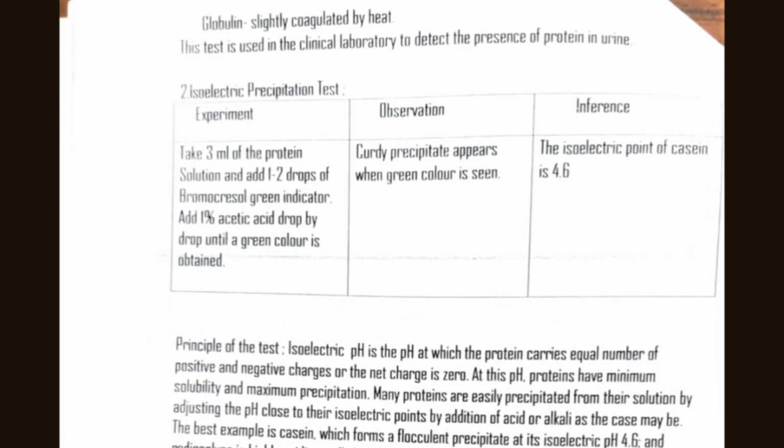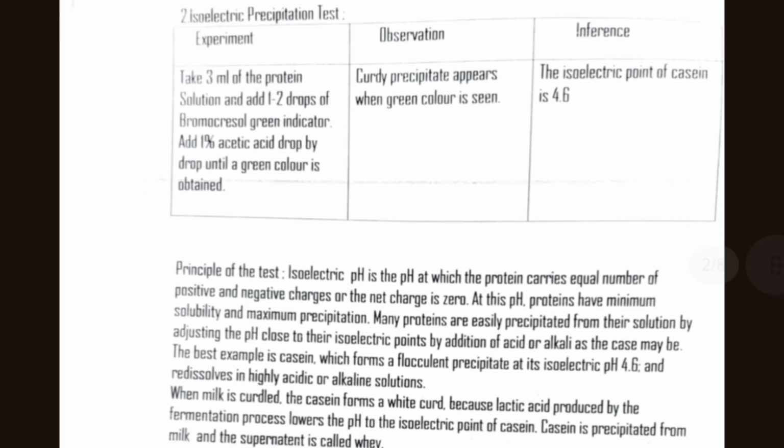In case of casein you will be doing this: you will take 3 ml of the protein solution, add 1 to 2 drops of bromocresol green indicator, and 1% acetic acid drop by drop until green color is obtained. Then a curdy precipitate appears when green color is seen. So you will write isoelectric point of casein is 4.6.